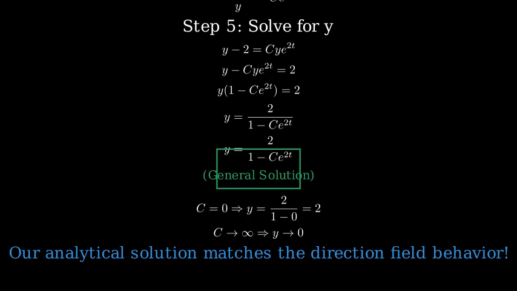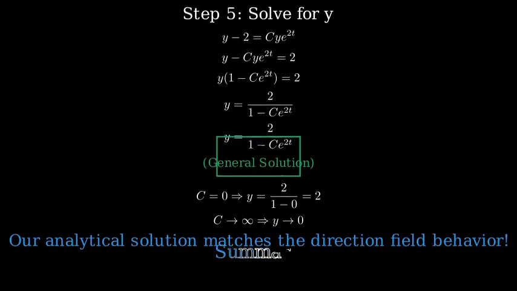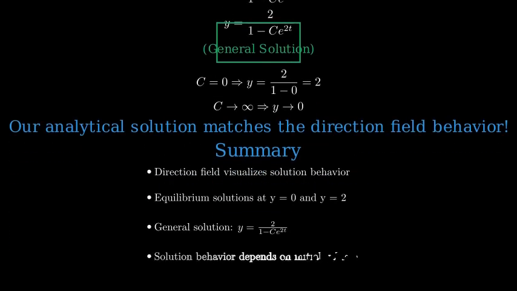In summary, we've solved the differential equation y' equals y(y − 2) both visually and analytically. The direction field gave us intuition about the behavior of solutions, and our analytical work confirmed these observations with the general solution y equals 2 divided by (1 − C e^(2t)).